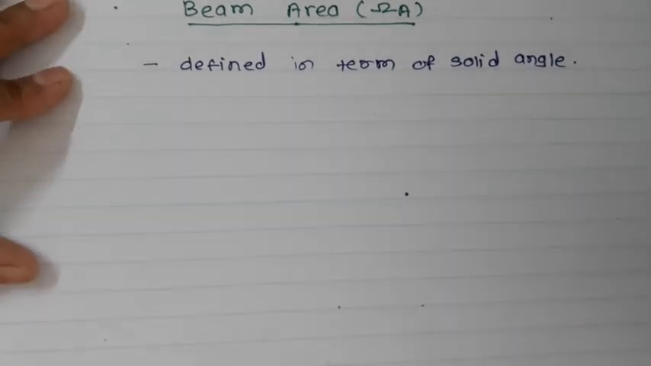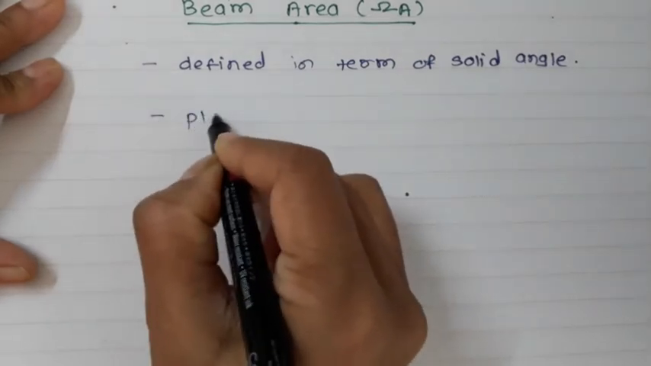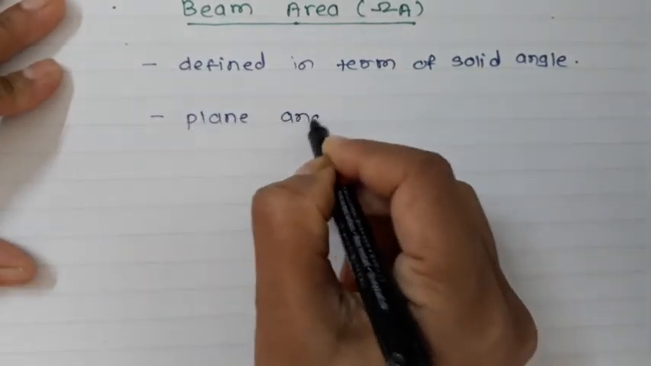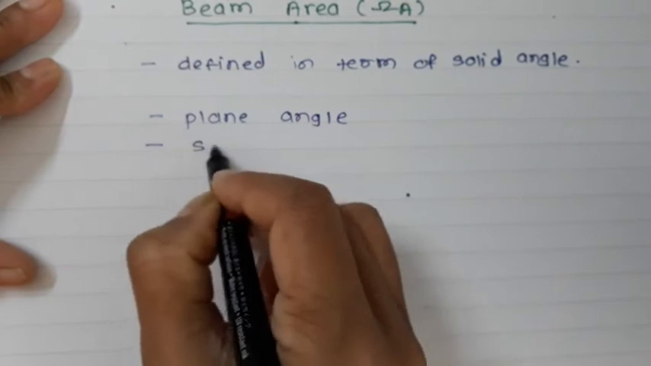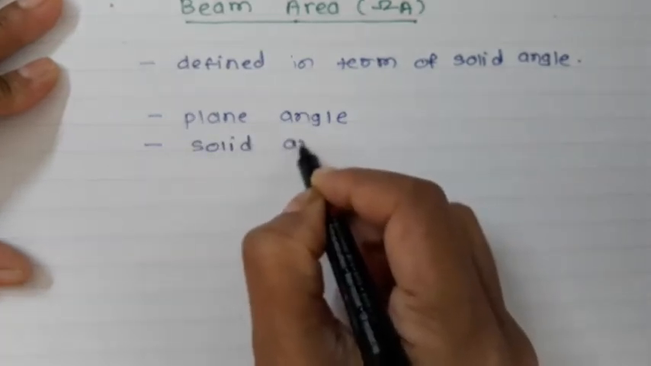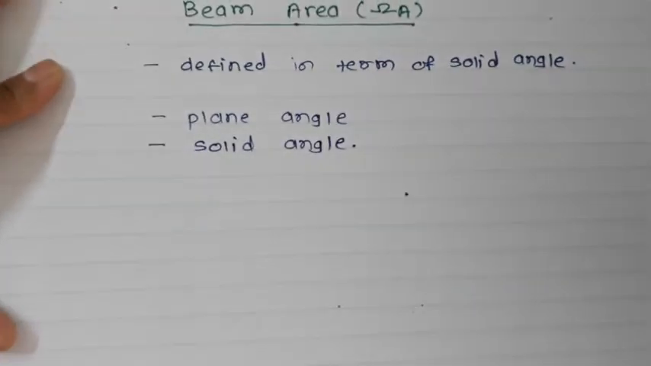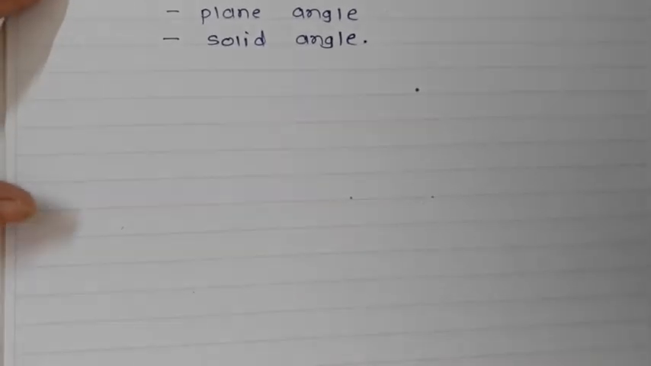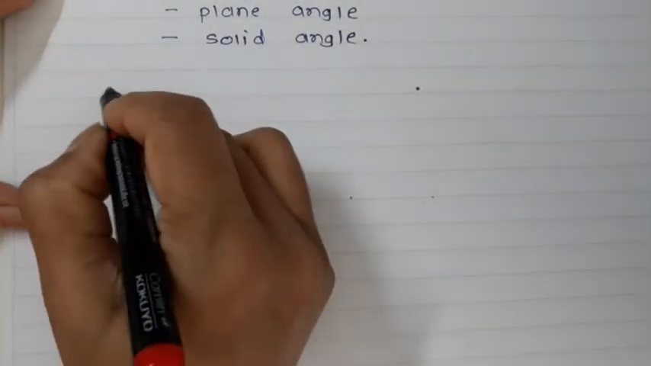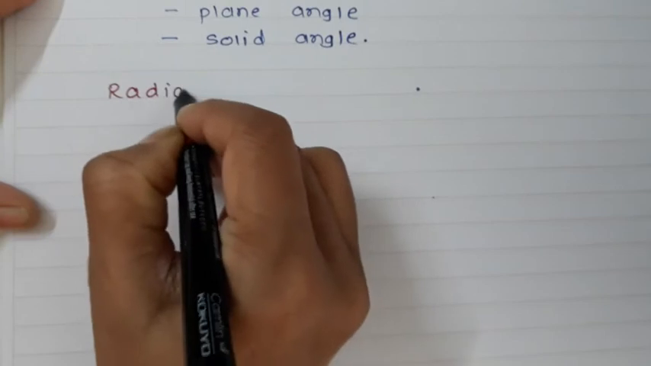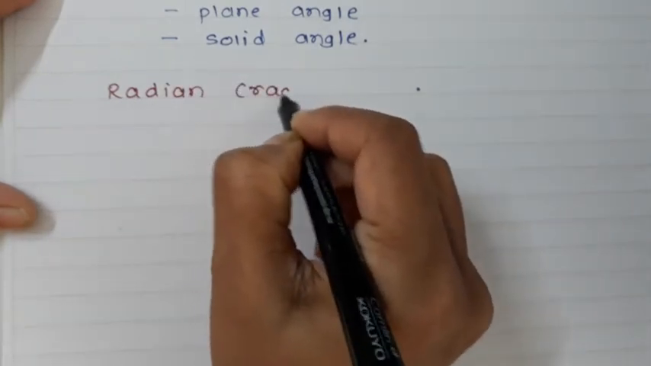So let us understand first what we mean by plane angle and what we mean by a solid angle. First we'll start our discussion with the plane angle, which is nothing but the radian. So let us talk about the radian first. What do you mean by a radian? The radian is denoted by RAD.